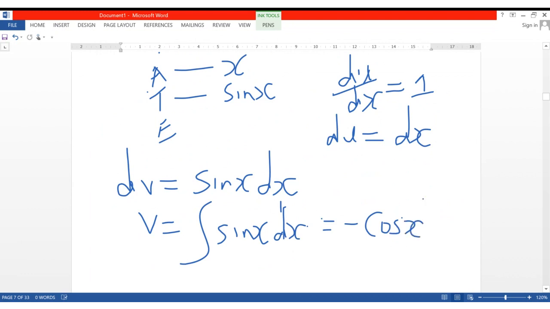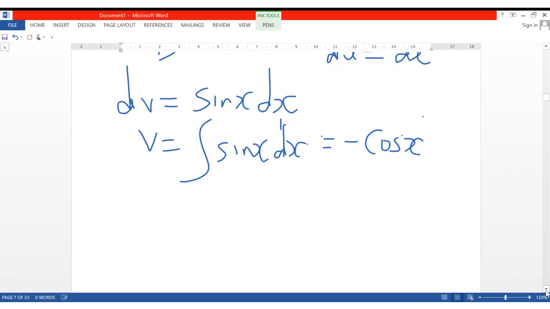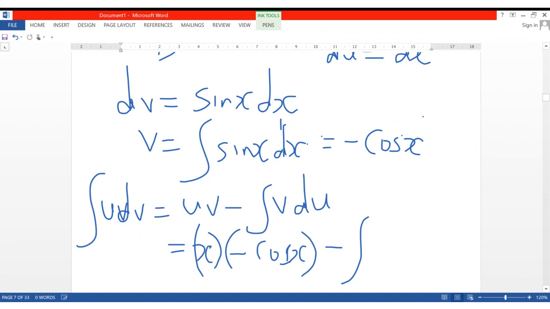Please don't add a constant of integration there. I had said we shall add it later. So this one, what shall we get now? I'll plug in the formula: the integral of u dv is equal to uv minus the integral of v du. My u was x, my v is negative cos x, and my du is dx.